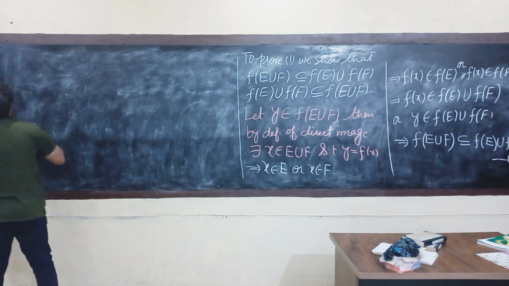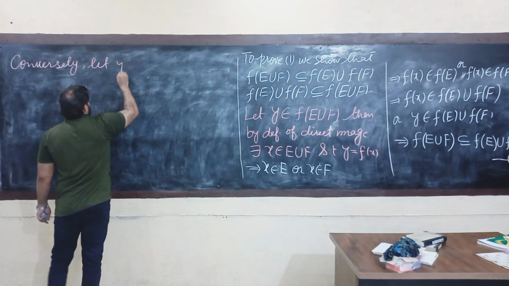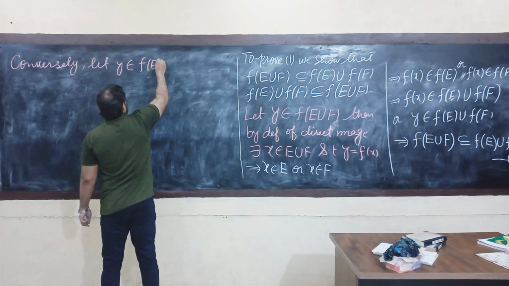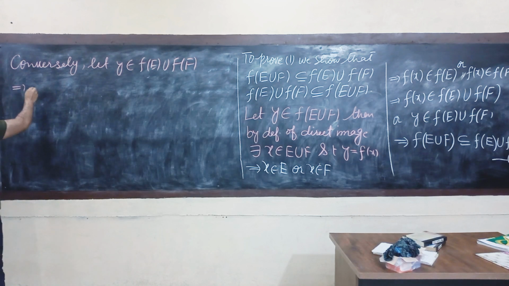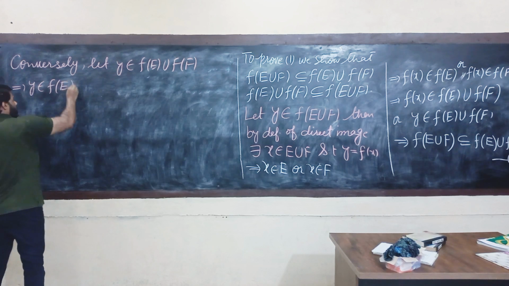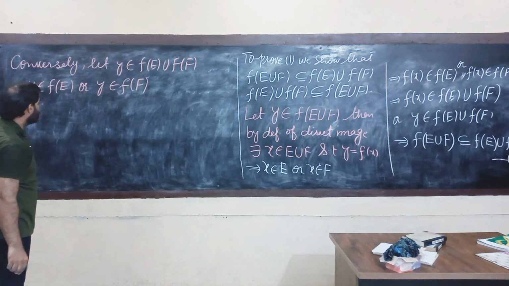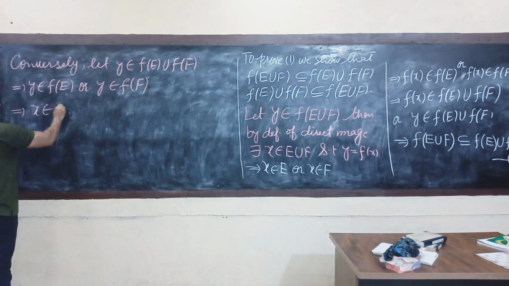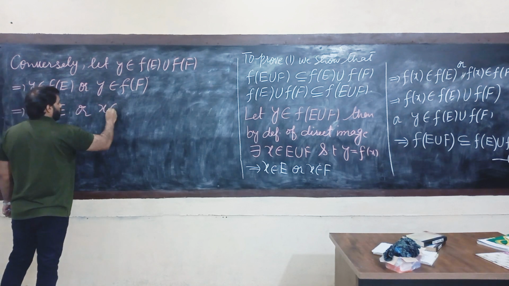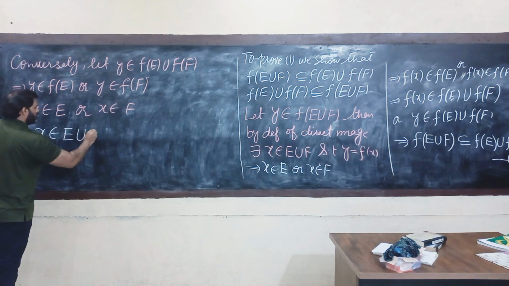Conversely, suppose that y belongs to f of E union f of F. This implies by definition of union y is an element of either one of them: y belongs to f of E or y belongs to f of F. If y is an element of f of E, this implies there exists a pre-image x belonging to set E, or x belonging to set F. This shows our x belongs to the union E union F.